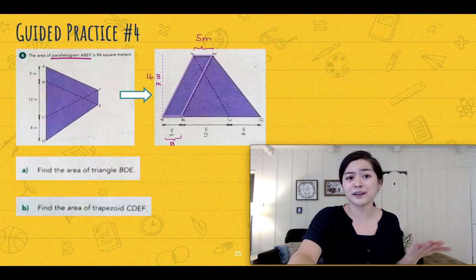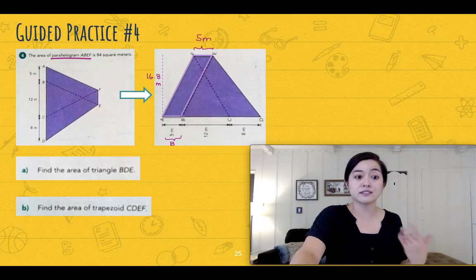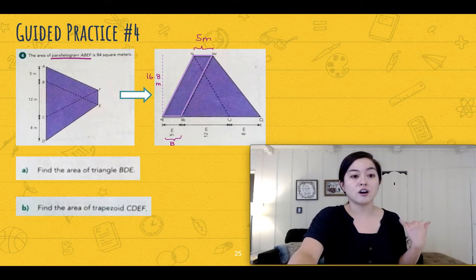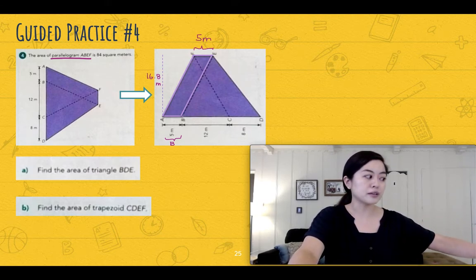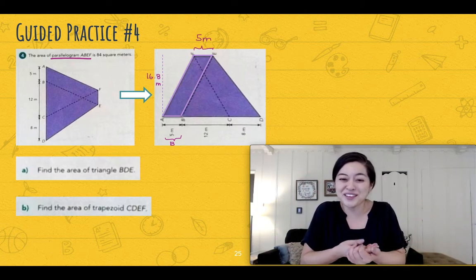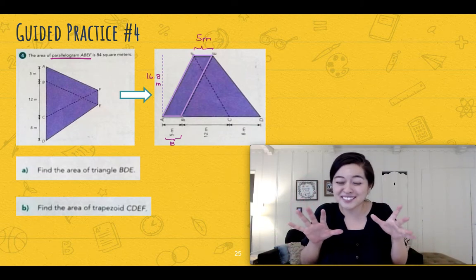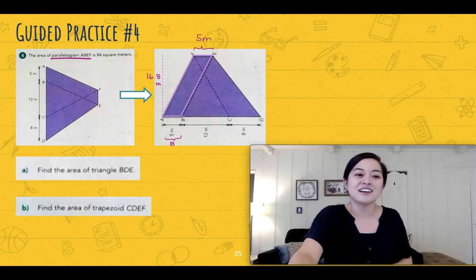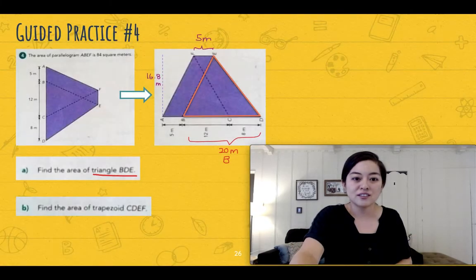So now I know the height, okay? Which is great because now I can easily find the area of the triangle BDE for part A. That wasn't even part of A or B. It was just to get us ready to solve for A or B, okay? So let's talk about A.